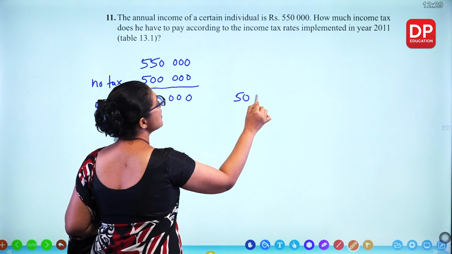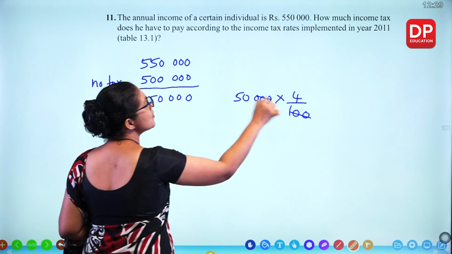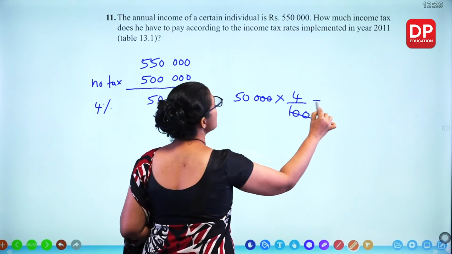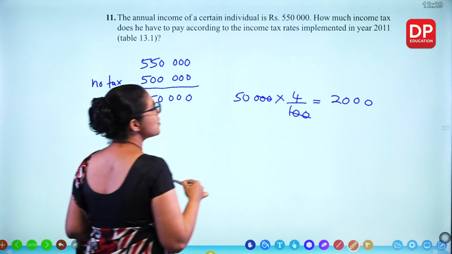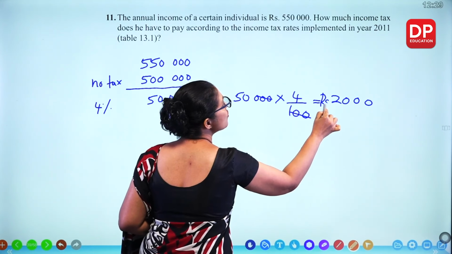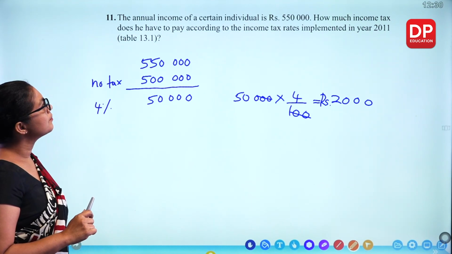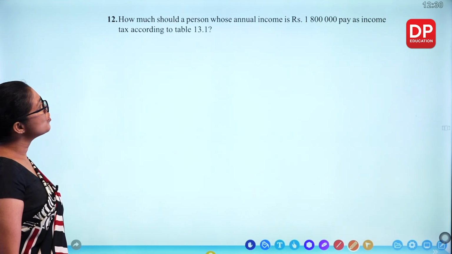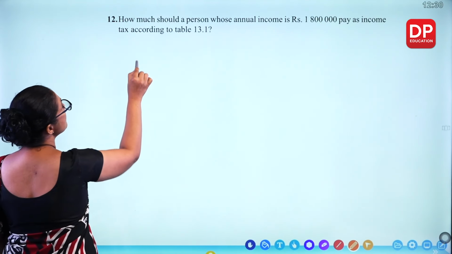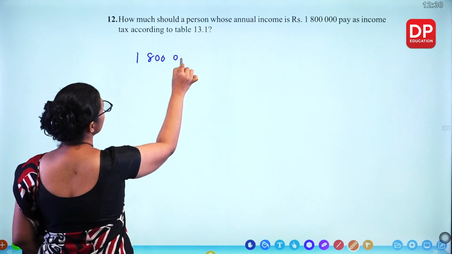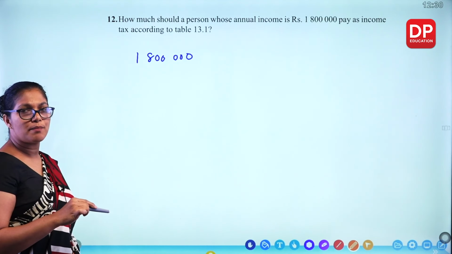So 50,000 into 4% of that, two zeros get cancelled out. 4 times 5, 20, another 2 zeros. So you have to pay 2,000 rupees for this income tax. Question number 12. How much should a person whose annual income is 1,800,000 pay as income tax according to table 13.1?